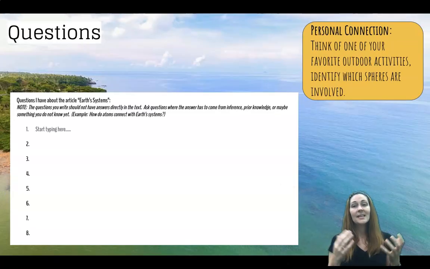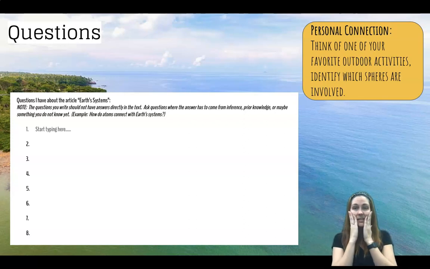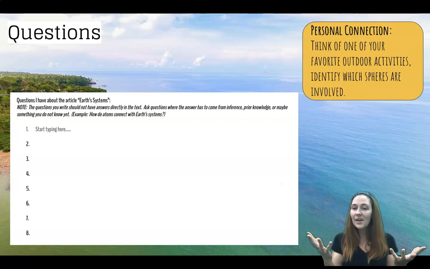Okay, now last. Your assignment is going to be just questions you have. Hopefully you have some really cool questions. Maybe how we interact with different spheres. And think of a personal connection. Think of one of your favorite outdoor activities. Identify what spheres are involved. This is just for fun.